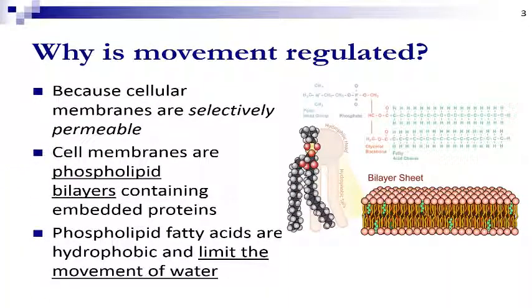But how is this movement regulated? In fact, cellular membranes are selectively permeable because of their chemical structure. Cell membranes are phospholipid bilayers containing embedded proteins. Phospholipid fatty acids are hydrophobic and limit the movement of water.